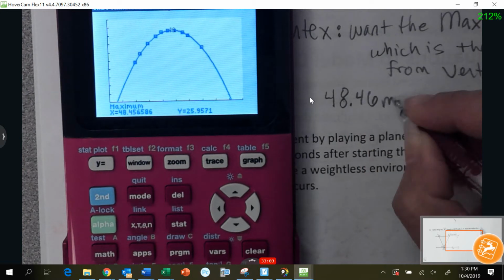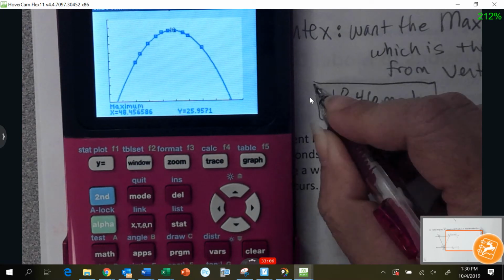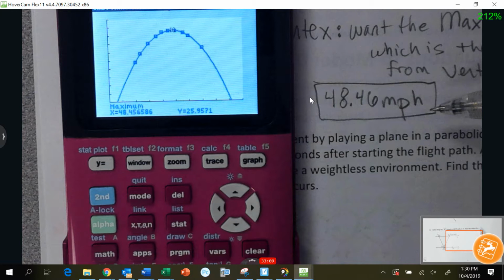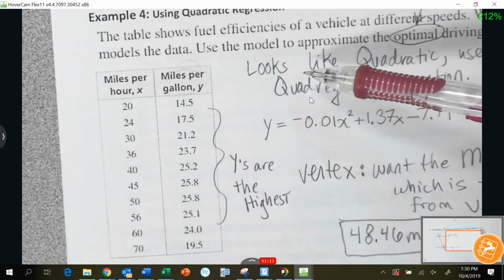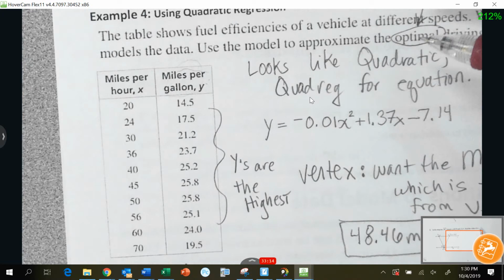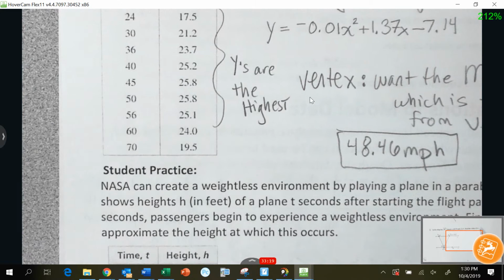48.46 miles per hour. So I have a number to give because I was reading and thinking about what is driving speed. That's my x value. Okay, let's do another one.